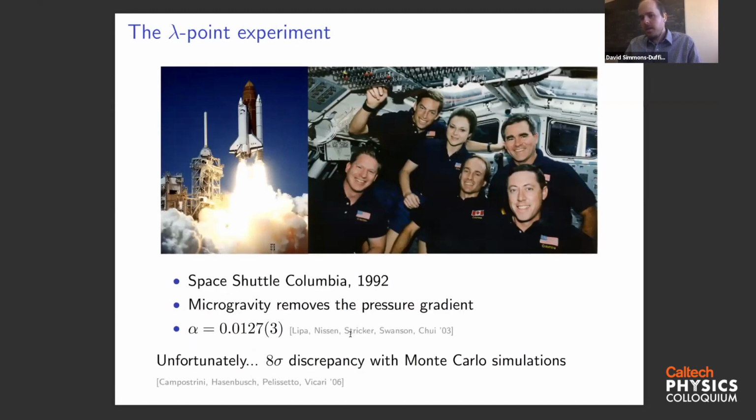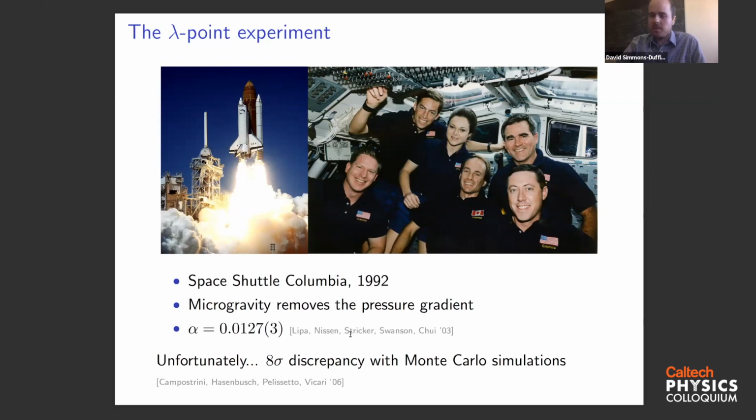Okay, the superfluid transition in liquid helium, one of the reasons it's interesting is that it is one of the cleanest critical systems for experiment. And the most precise measurements done on this system, in fact, the most precise measurements we have of any critical system were performed in what's called the lambda point experiment on the space shuttle Columbia in the early 90s.